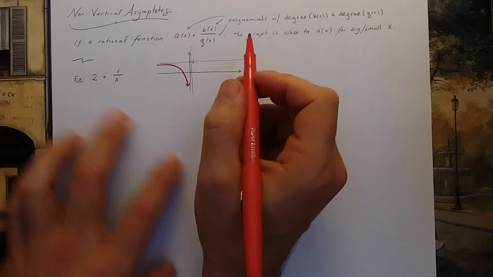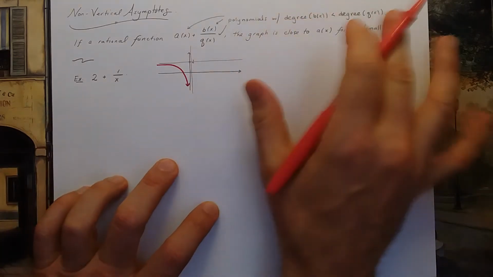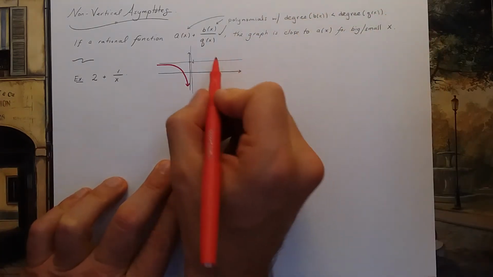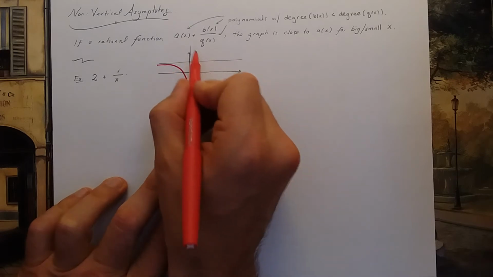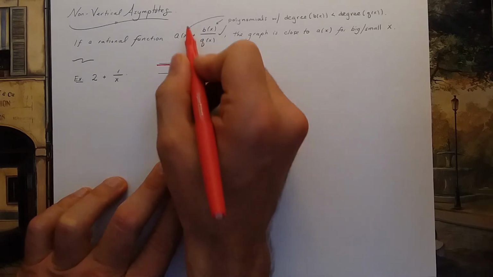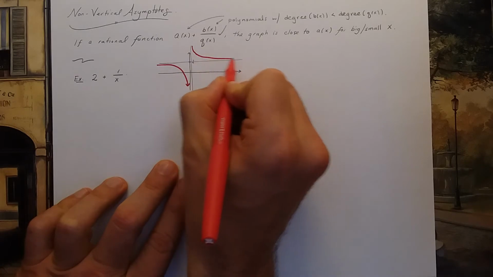And then similarly, on the right side of the picture, if I get a very big positive number, the graph is close to 2. Otherwise, the graph is affected by the behavior of this vertical asymptote. So here is this side of the picture.